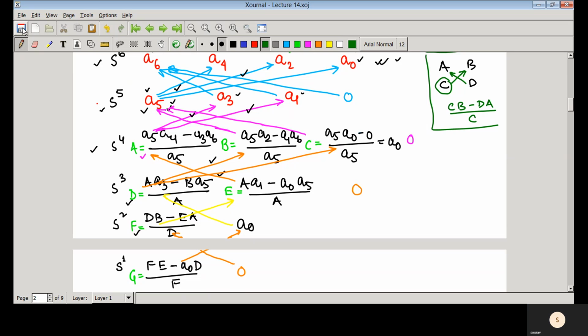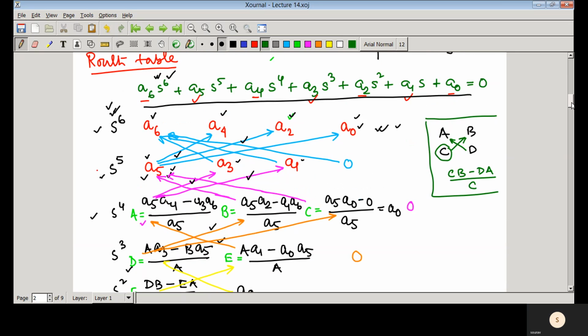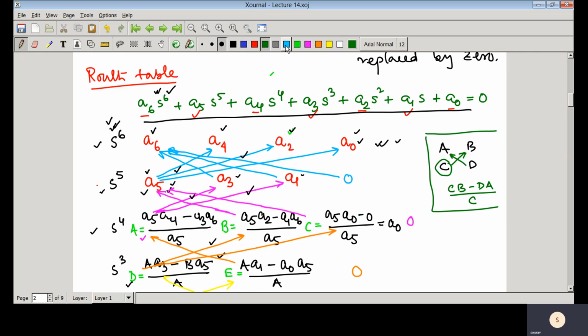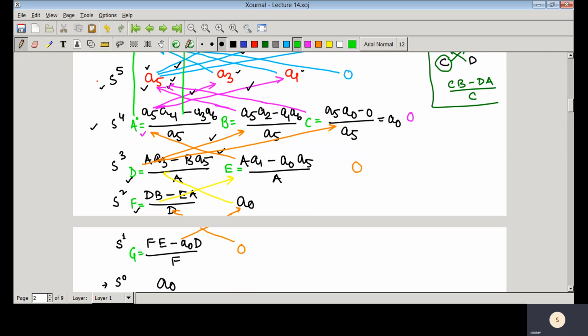And then Routh says that we need to just concentrate on the first column of this particular table. So this is that first column. This is that first column of this table. You can see here. So this is the first column of that table.